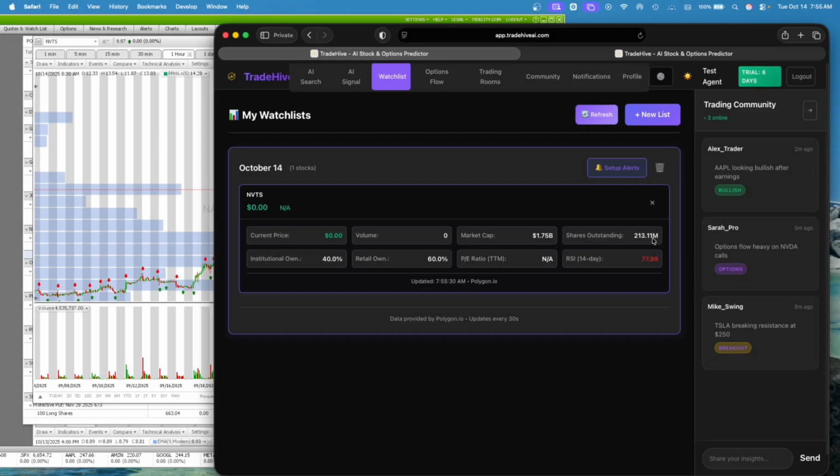So what we're going to do is look at the RSI too. The 14 day RSI is 77.99. This one too is a big consideration, right?